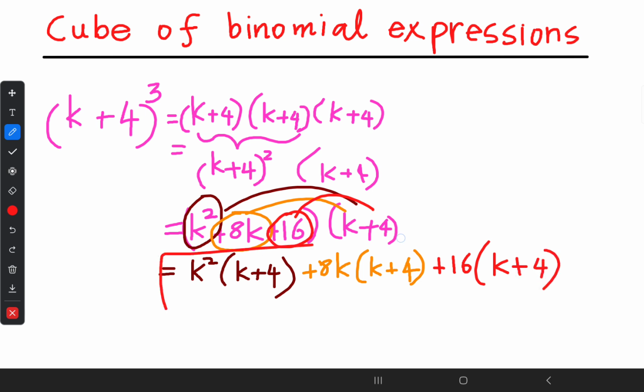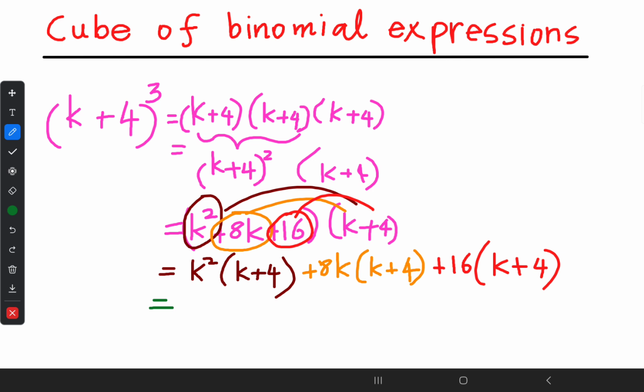This is the tricky part. If you achieve this correctly, furthermore, it is just expansion and sum. Getting the sum of the operations is really easy. So you should understand how this one came from. That's why I use different colors to indicate what is happening over here. K square should be multiplied with the secondary expression. 8k also should be multiplied with the secondary expression. Thereafter, this 16 should be multiplied with the secondary expression.